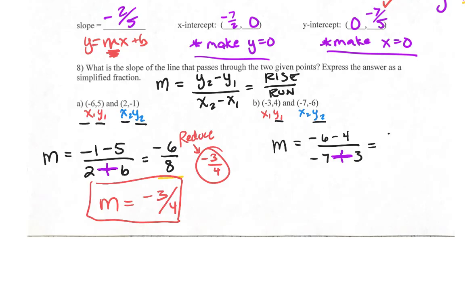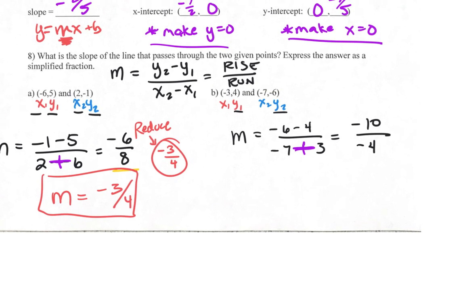And I've got -6 minus 4, which is -10. Over -7 plus 3. So I'm -7, and then I go up 3. So then I'm only at -4. And they're both negative, so I know that my answer is going to be a positive 10/4. And we could reduce that fraction by saying, hey, what goes into 10 and goes into 4? The number 2 goes into 10 and 4. So divide them both by 2. And you get 5/2. So m equals 5/2.